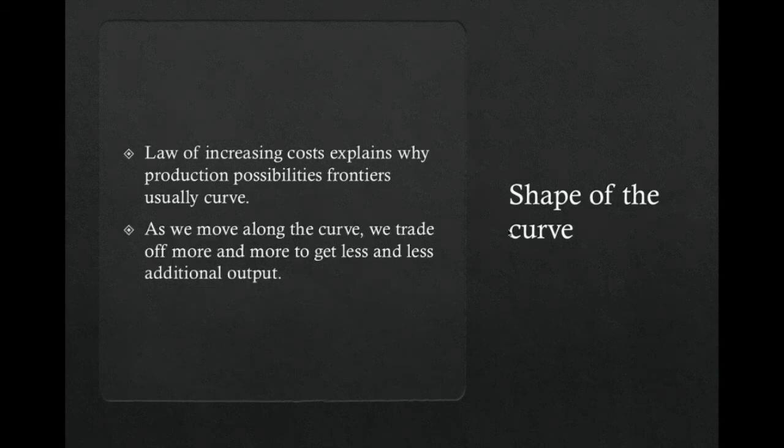So the shape of the curve is specifically because of the law of increasing cost. Heck, if this didn't exist, we wouldn't be calling it a production possibility curve. It'd be a production possibility line, but it's not. It's a curve.